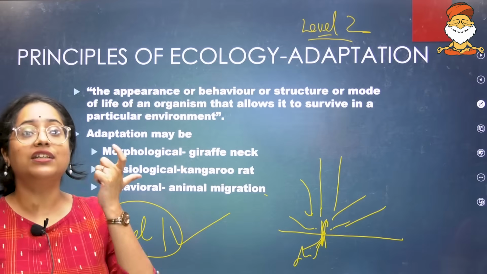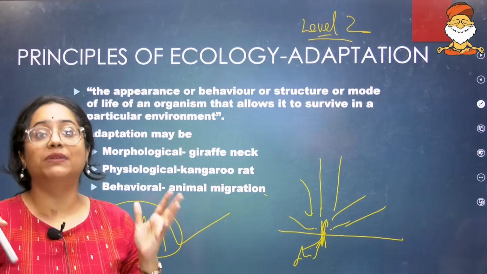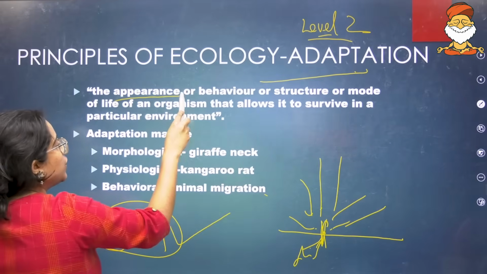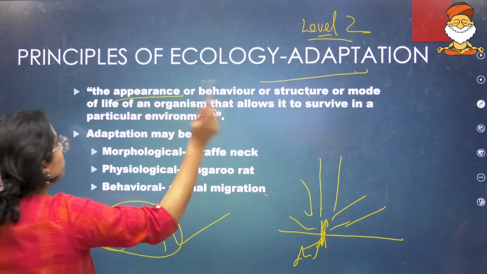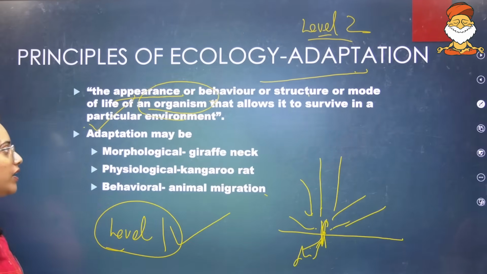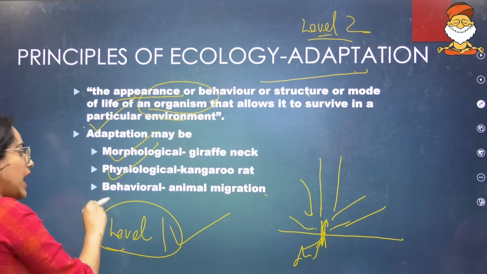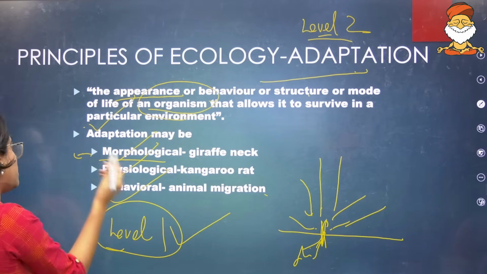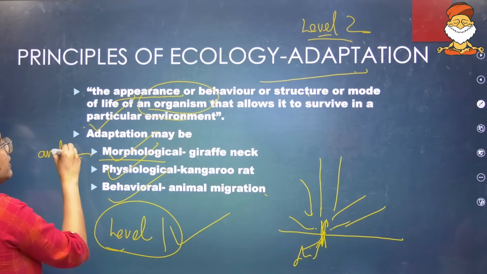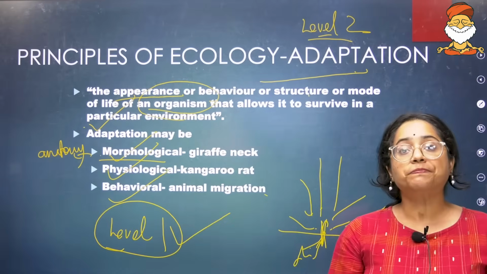And the first principle that you can use for this is adaptation. Adaptation is basically the appearance or behavior or structure or mode of life of an organism that allows it to survive in a particular environment. Adaptation can be morphological, physiological and behavioral. Morphological means something to do with the body parts, with the anatomy. Anatomy means the structure of your body.